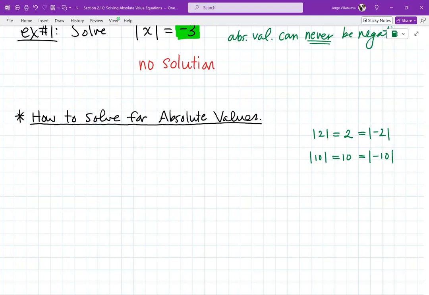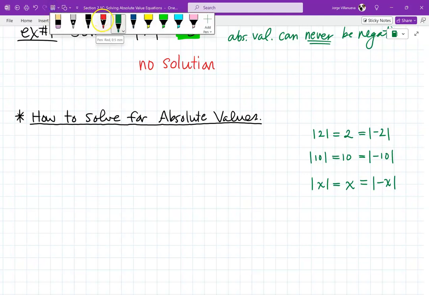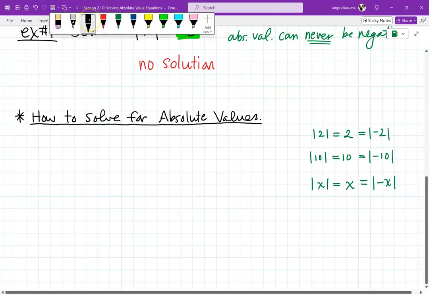So even with letters, the absolute value of x is just x. But so is the absolute value of negative x. So what that tells me is every absolute value can be solved for the same answer 2 different ways. A positive way and a negative way. So how do we do that? I'm going to show you the how-to, and then we'll implement it. That way you guys understand it.